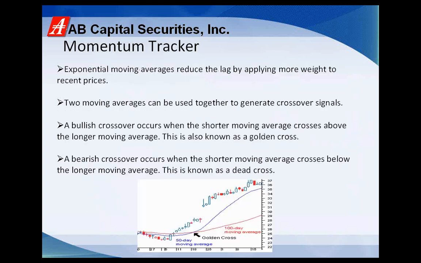Moving averages can also be used in terms of giving buy and sell signals. This could be the case when two moving averages are used together. A bullish buy signal is generated when the shorter moving average crosses above a longer moving average. This is known as a bullish golden cross, while a sell signal could be generated when the shorter moving average goes below the longer term moving average.